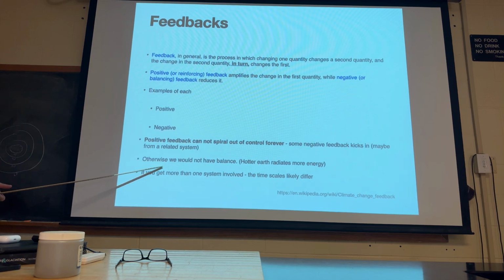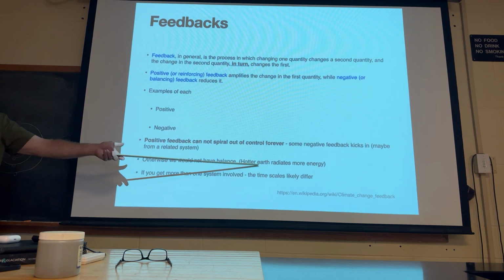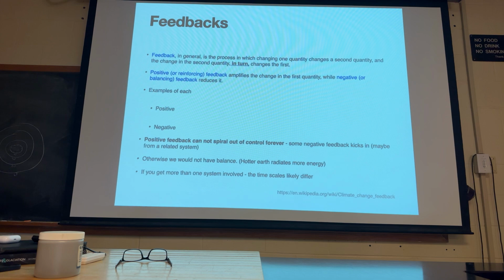All right, we do not have balance. For example, the hotter Earth, because of the black body, kT to the fourth, radiates more energy. So the hotter Earth is going to be in balance even though it's hotter. It's not a question of where the temperature is. Balance could be anywhere.